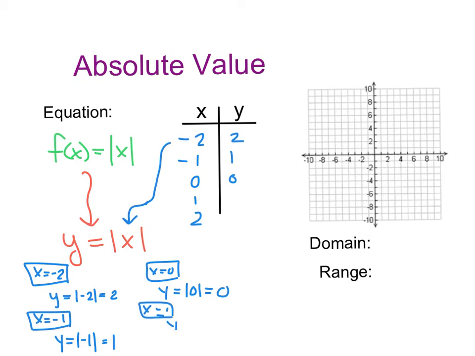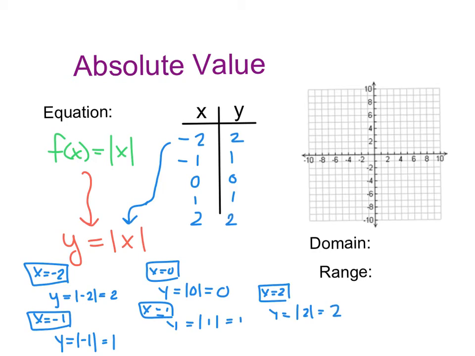So we do y is equal to the absolute value of 1. Well, 1's distance from 0 is 1 unit, so that remains positive. And then we do when x is equal to 2. So we have y is equal to the absolute value of 2, which is 2 units from 0.